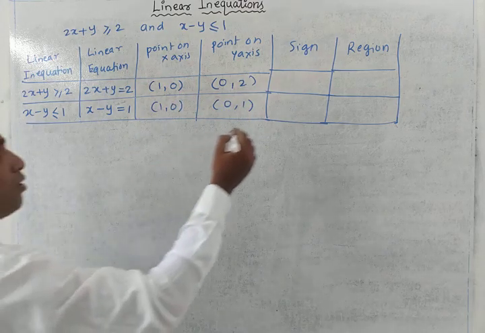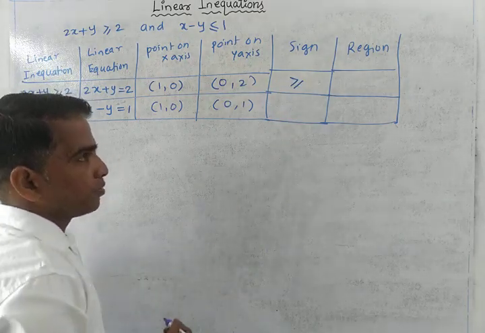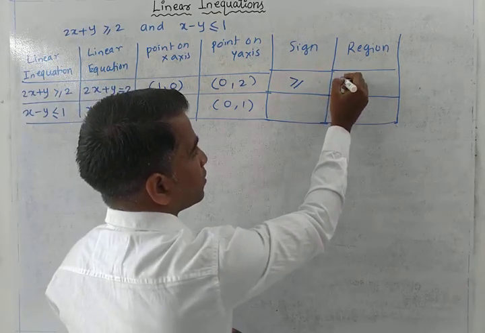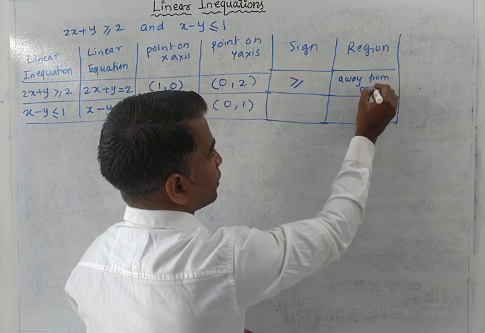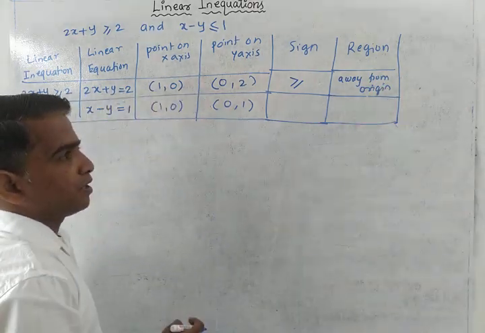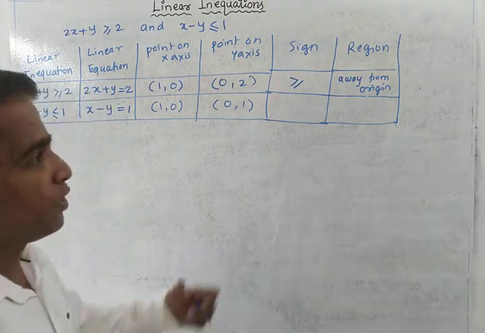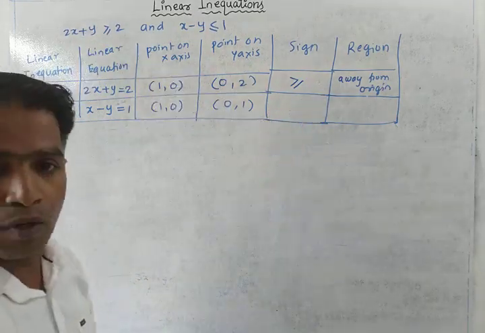Okay. Now check the given signs. Here sign is greater than equal to, and greater than equal to sign, it means it is away from origin. So greater than sign, always we have to check away from the origin. The set of solutions, set of the points which satisfying this solution of this line is away from the origin.